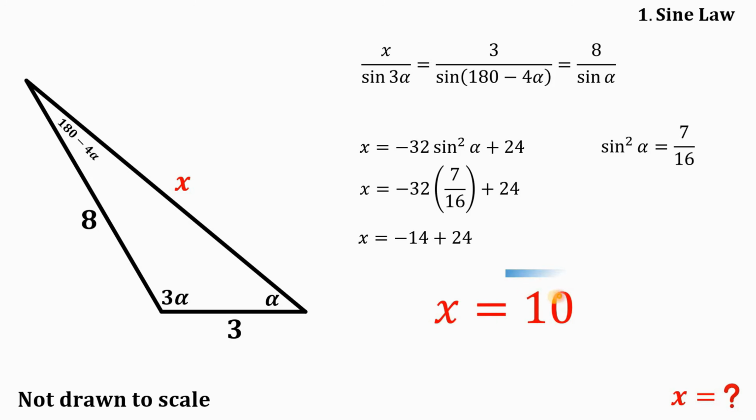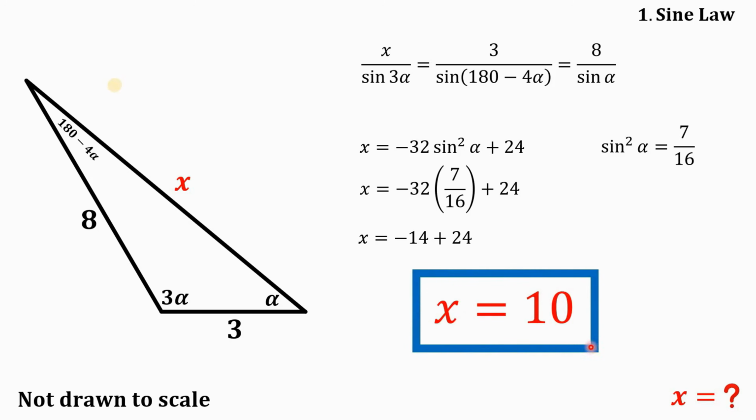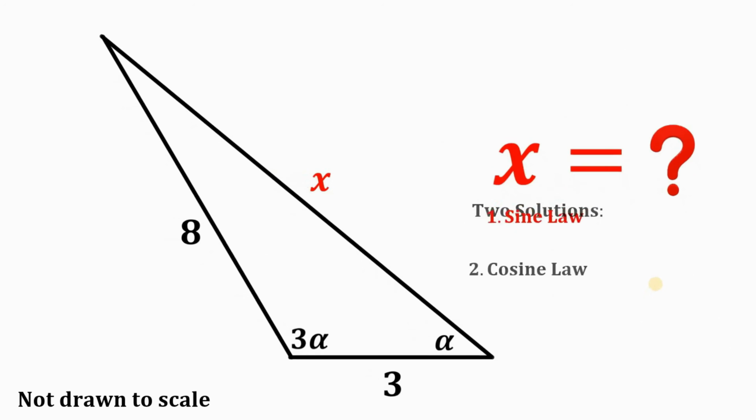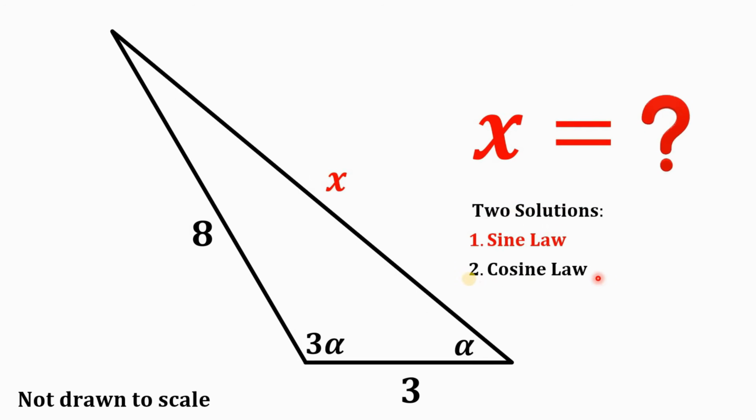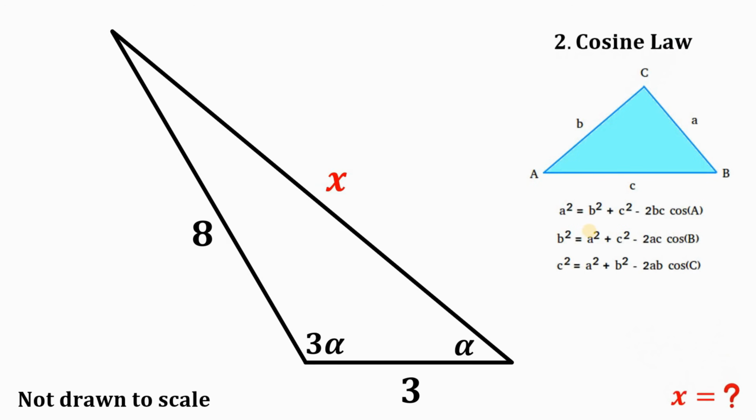So, using the law of sines, we get that the value of x, or the length of this segment, is simply equal to 10 units. Now, how about the use of the law of cosines? This is a bit shorter than the sine law. So let's have the solution using the law of cosines.